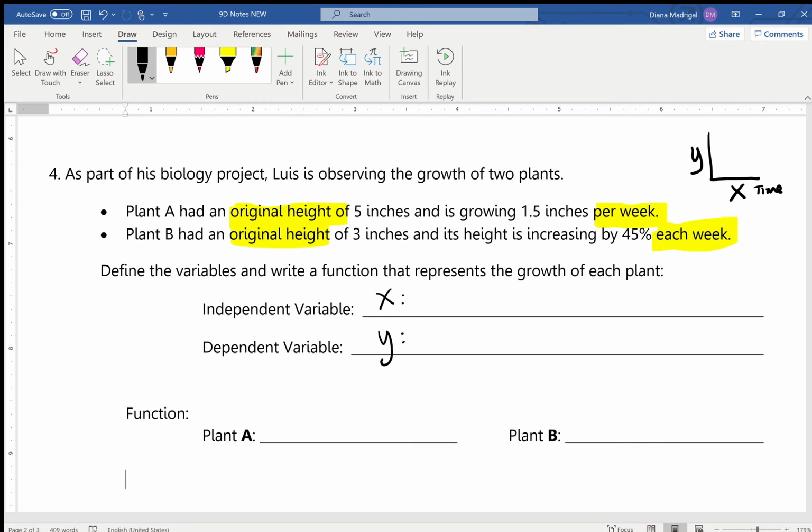Which one of these is talking about the time, the height or the week? That means we're doing the week for independent, per week. How many weeks is it going to take? And y has to be the total height.